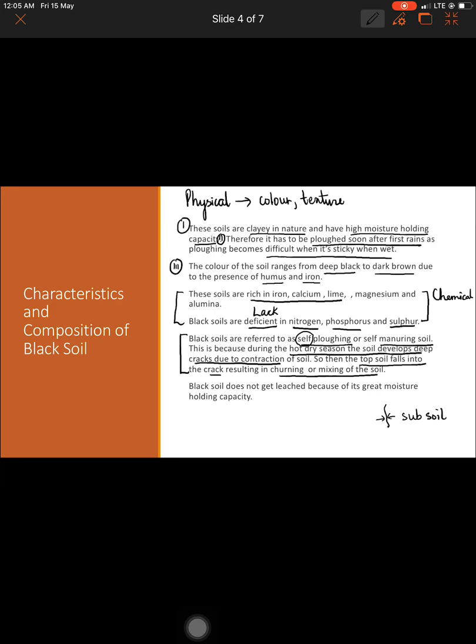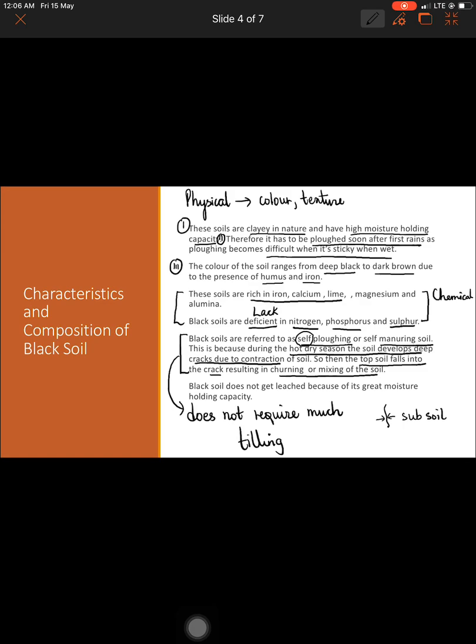So that is the reason why black soil does not require, you might get a question, black soil does not require much tilling. This is a term, tilling. Tilling meaning mixing or preparing the soil. Because of its self-plowing capacity, because they do it themselves, they mix themselves, that is why we don't have to till the black soil very much.